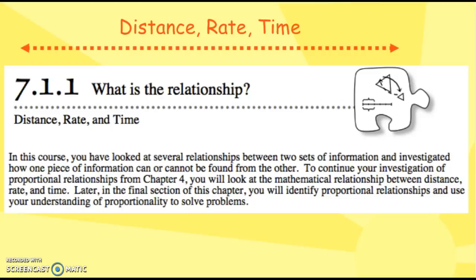(7.1.1) What is the relationship? Distance, rate, and time. In this course, you have looked at several relationships between 2 sets of information and investigated how one piece of information can or cannot be found from the other. To continue your investigation of proportional relationships from Chapter 4, you will look at the mathematical relationship between distance, rate, and time. Later in this final section of this chapter, you will identify proportional relationships and use your understanding of proportionality to solve problems.